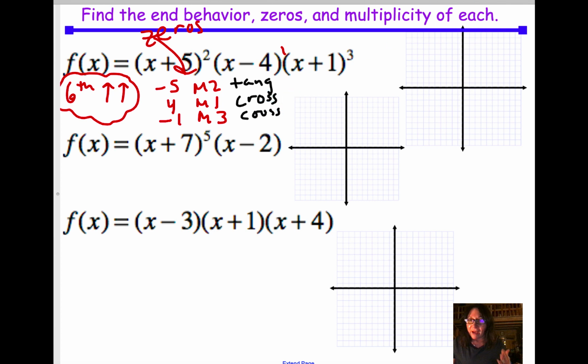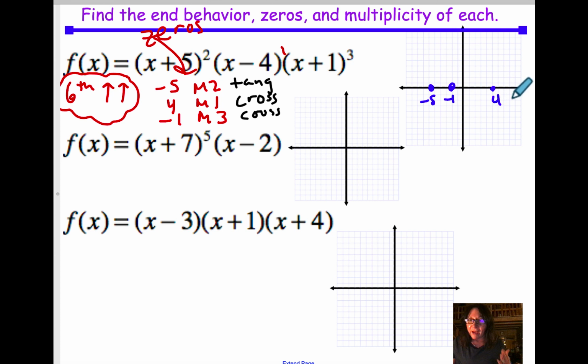So let's draw a sketch of this and see what it actually looks like. So we have a 0 at -5. No, sorry. We have a 0 at -5, we have 0 at -1, and I have a 0 at 4.